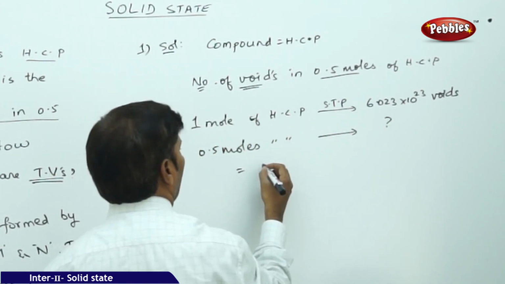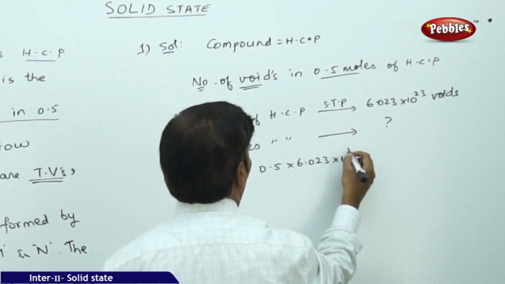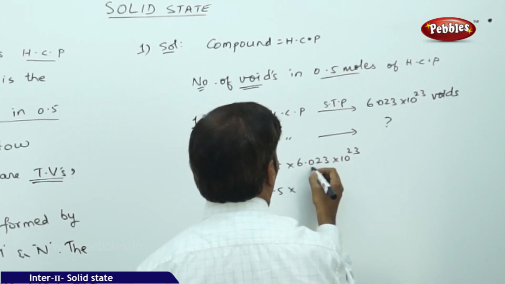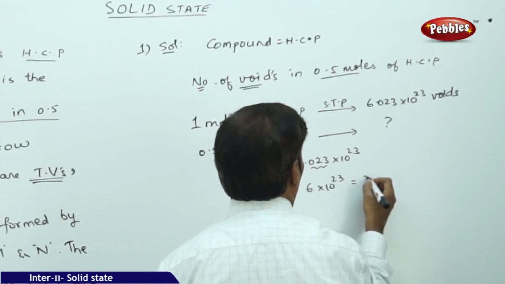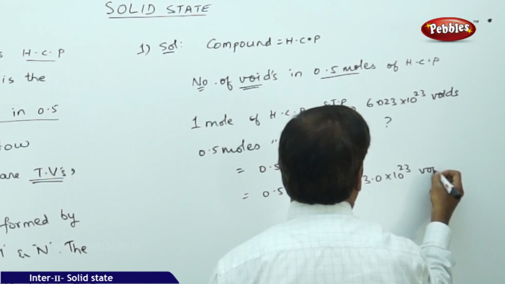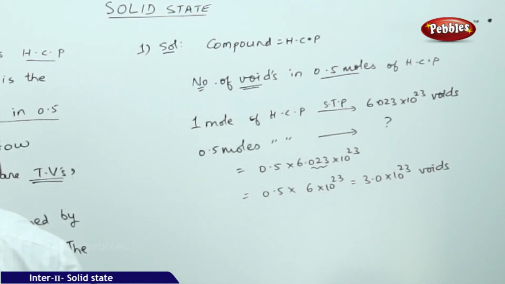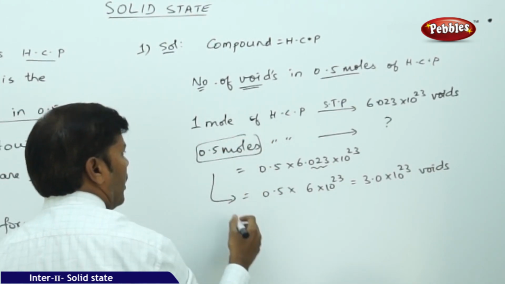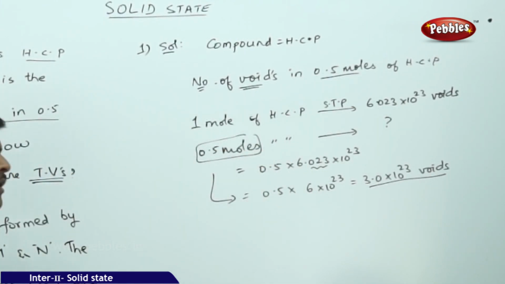The same step, for 0.5 moles of HCP, gives 0.5 into 6.023 into 10 to the power of 23. Roughly, I am ignoring the digits after the decimal, which is equal to 3.0 into 10 to the power of 23. So in 0.5 moles, 3.0 into 10 to the power of 23 voids are present.